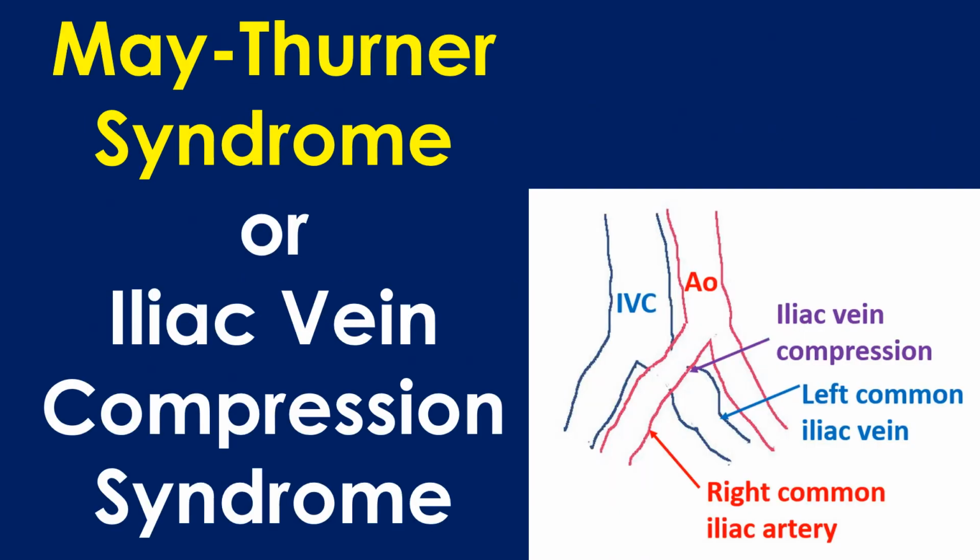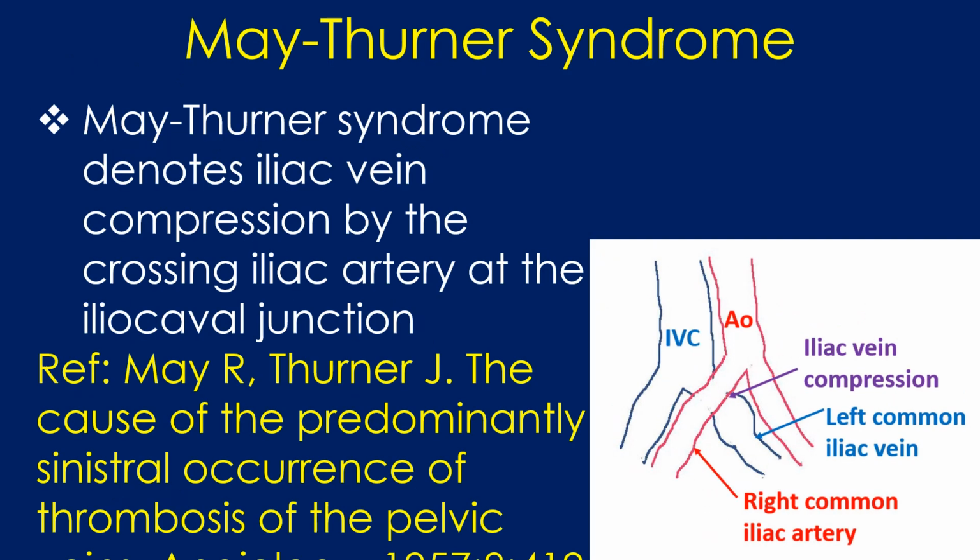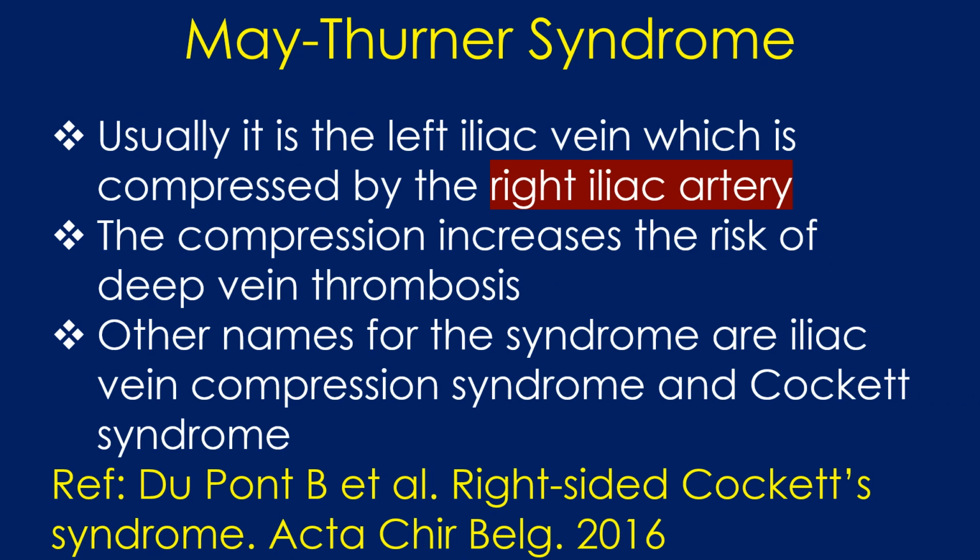Discussion on May-Thurner Syndrome or Iliac Vein Compression Syndrome. May-Thurner Syndrome denotes iliac vein compression by the crossing iliac artery at the iliocaval junction. Usually it is the left iliac vein which is compressed by the right iliac artery. The compression increases the risk of deep vein thrombosis. Other names for the syndrome are Iliac Vein Compression Syndrome and Cockett Syndrome.